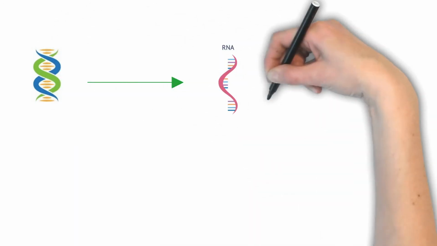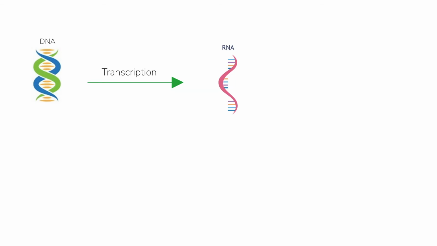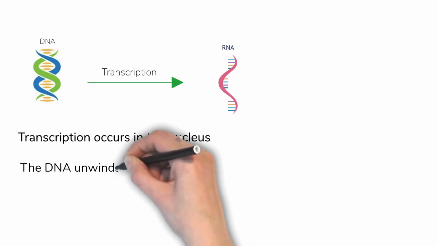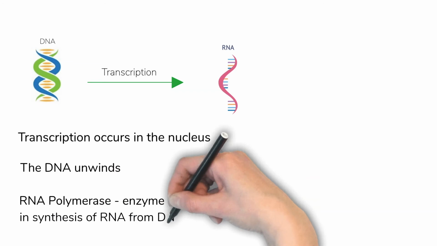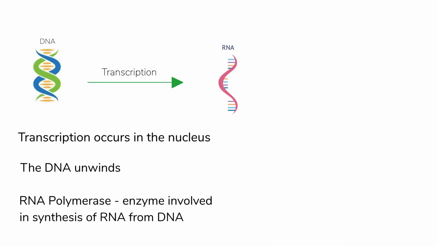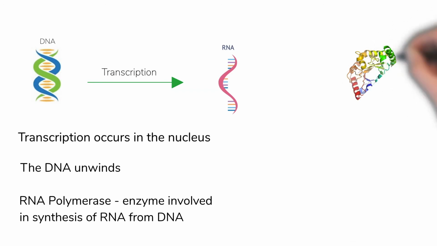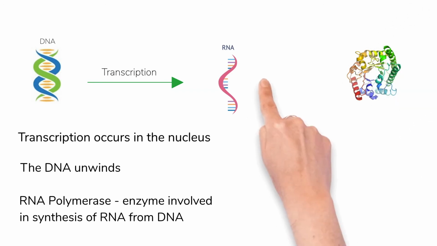The formation of RNA from DNA occurs via transcription. It occurs inside the nucleus. When a gene has to be transcribed, the helical double-stranded DNA unwinds and an enzyme called RNA polymerase moves along the DNA, making a complementary strand of RNA. RNA contains similar nucleotides, except it uses uracil in the place of thymine.